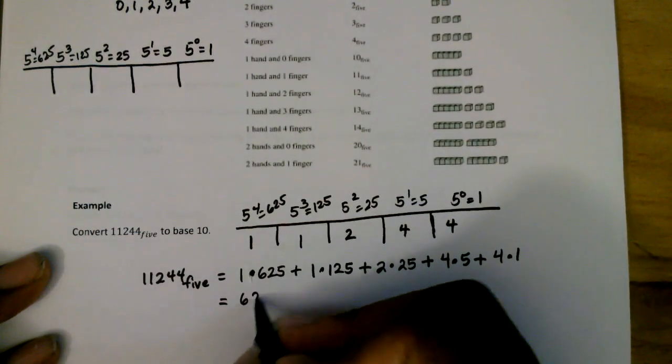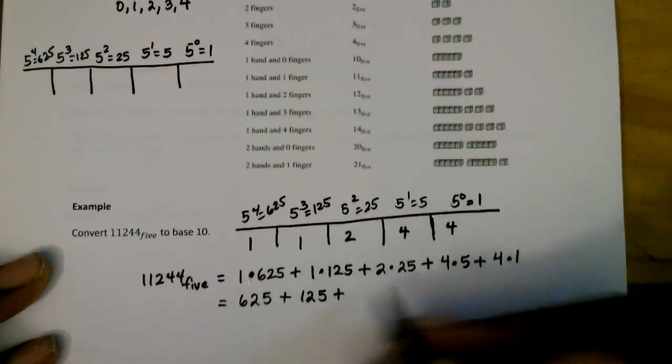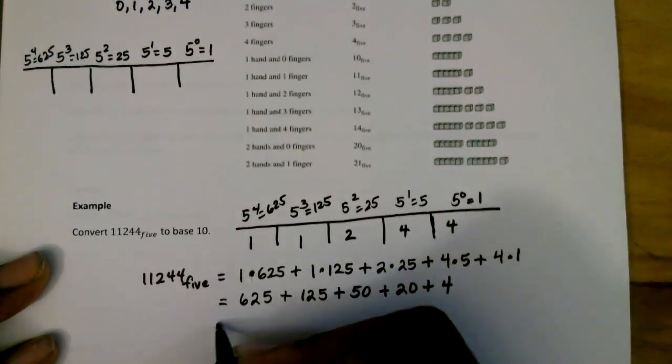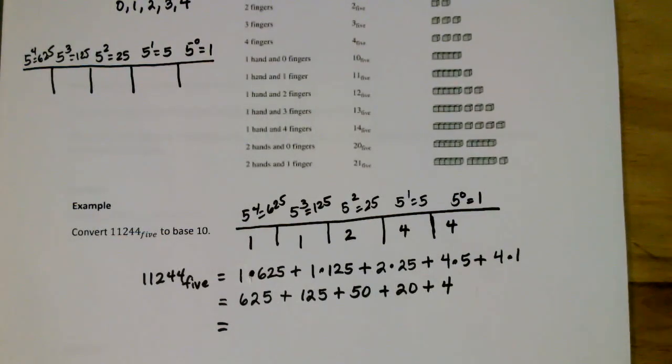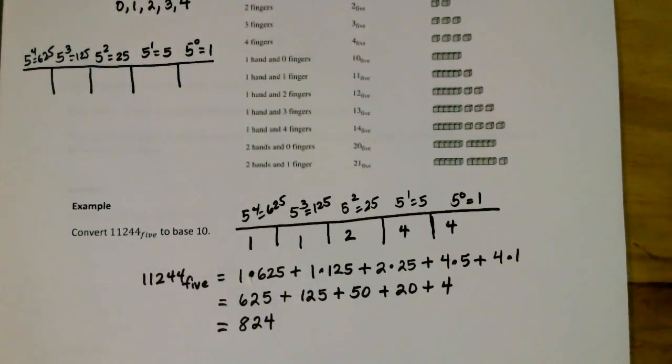So 1 times 625 will be 625. 1 times 125 will be 125. 2 times 25 will be 50. 4 times 5 will be 20, and 4 times 1 will be 4. So if you add 625, 125, 50, 20, and 4 together, you'll end up with 824. So 11244 base 5 in base 10 would be 824. Okay, that's how we use that base 5 place value chart to convert from base 5 to our base 10 numeration system.